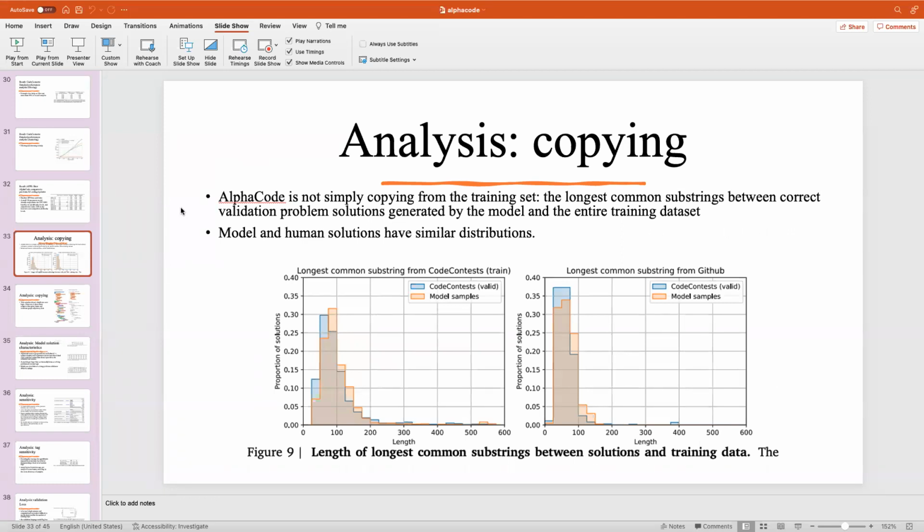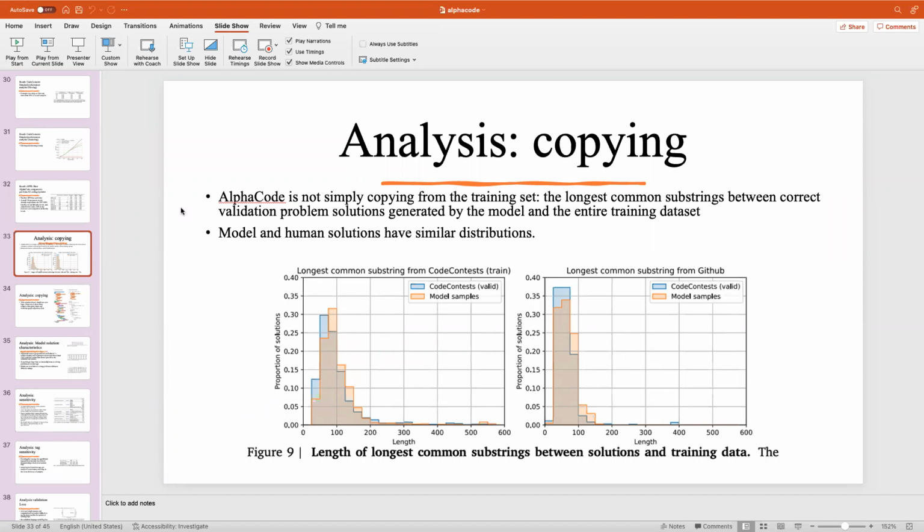Yeah, so we go back to the analysis. The authors also analyzed the copying mechanism in AlphaCode. They claim AlphaCode is not simply copying from the training set.